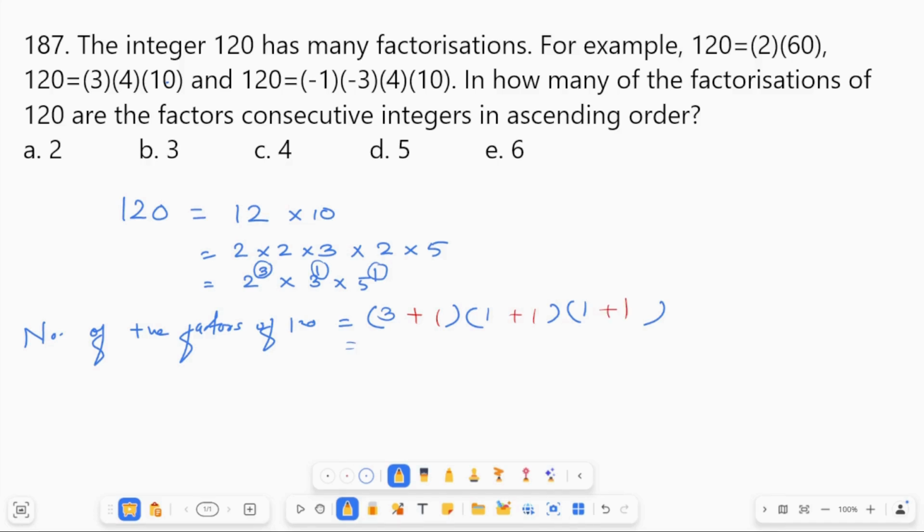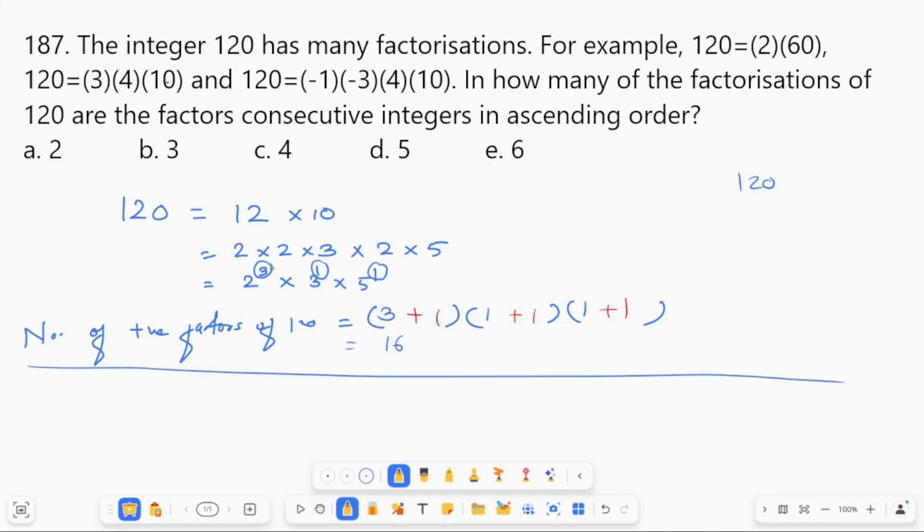That gives us 4 times 2 times 2. 4 times 2 is 8 and 8 times 2 is 16. So that means we can say that 120 has 16 positive factors. And whatever those 16 positive factors are, the same numbers with negative signs will be the negative factors of 120. That means there are a total of 16 positive factors of 120 and a total of 16 negative factors of 120. That means in total 120 has 32 factors. Half of them are positive and half of them are negative.